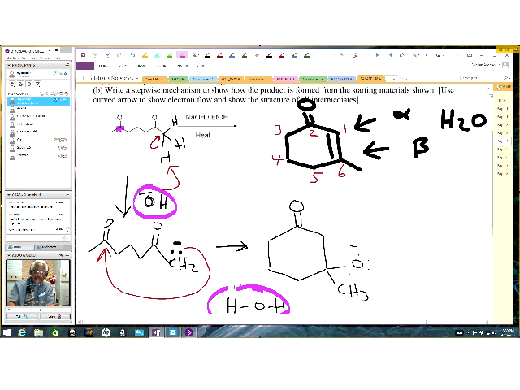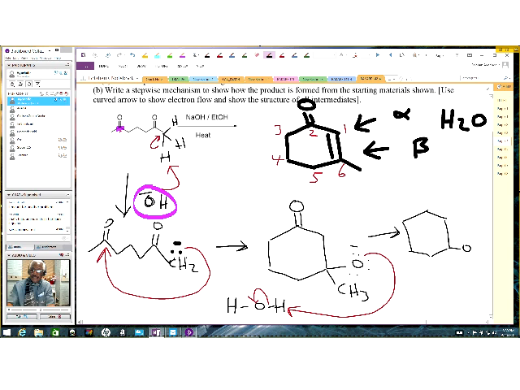Okay. Now, this water will protonate the alkoxide. The alkoxide comes in, grabs a hydrogen from water, and then what do you get? You get this. This is here, and of course you see I have the hydroxide here. Okay, now at this point, keep in mind that we have two hydrogen here. We have them here, we just did not show them.